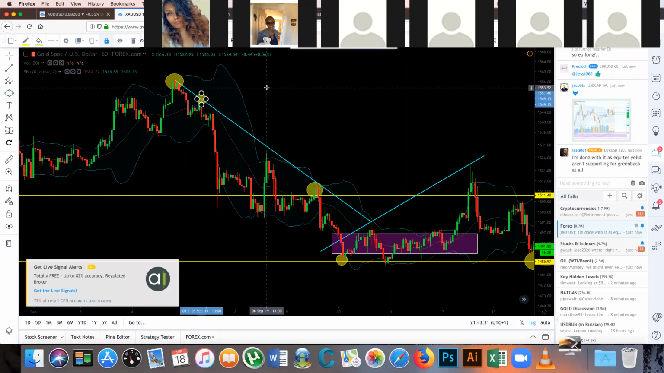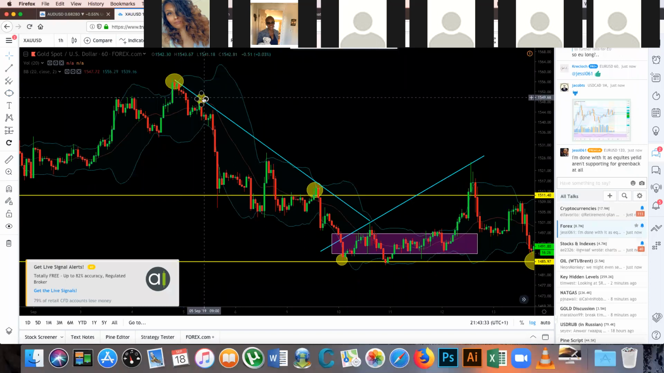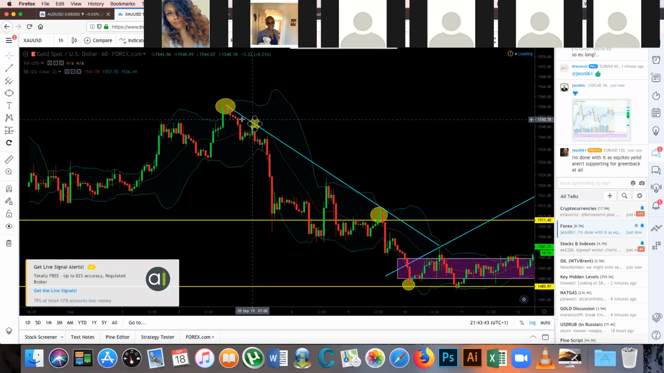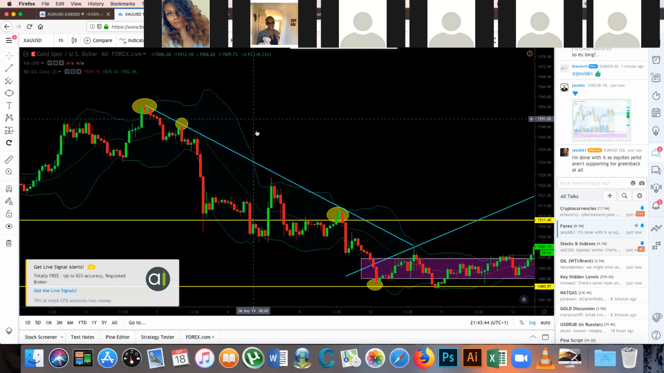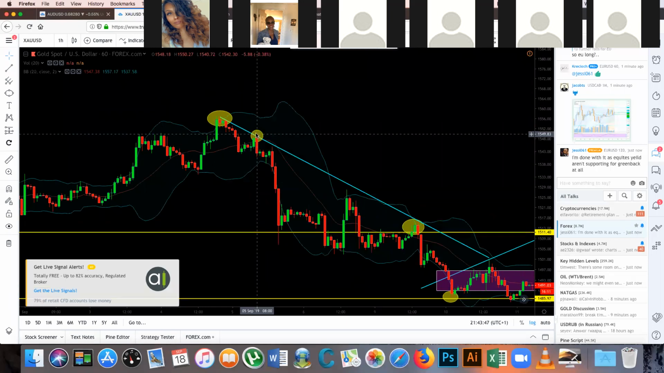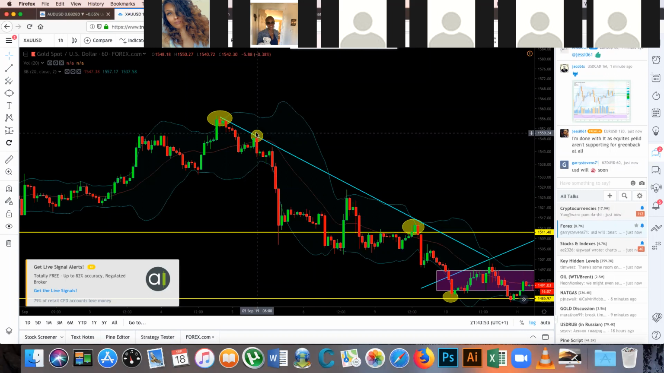Why do you think I would enter here? This bit here. Who could give me the answer that I'm looking for why I would enter this bit here? Let me zoom in a bit. This one here. Retest. Okay. Bearish engulfing. Yeah.